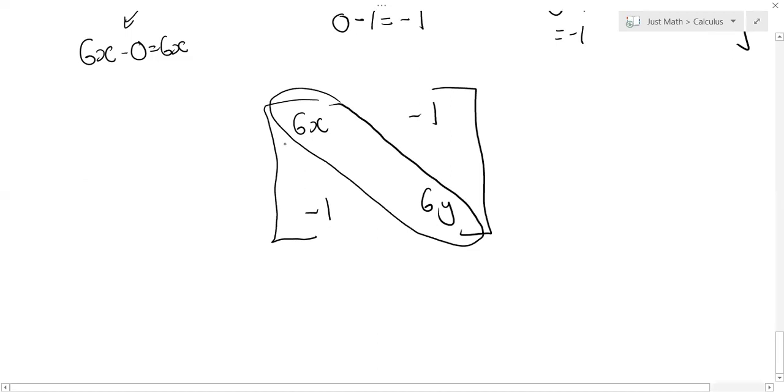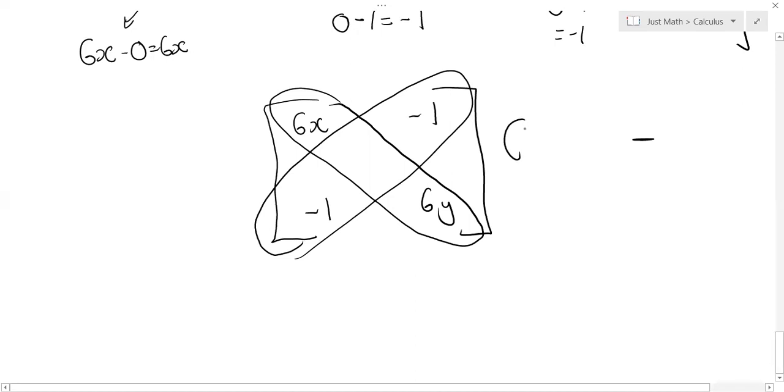This times this, minus this times this. That's how I like to say it. Your top left times your bottom right, where you minus your bottom left times your top right. It's good to put them in brackets.